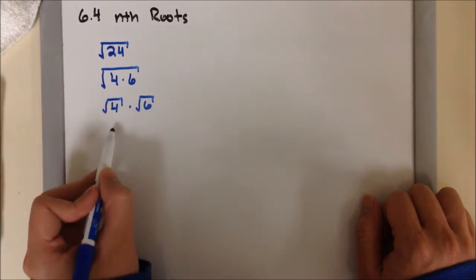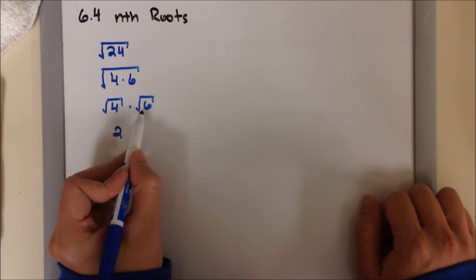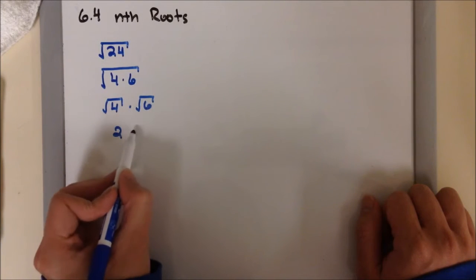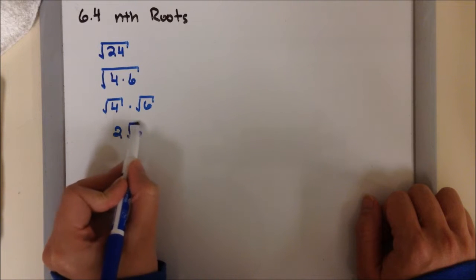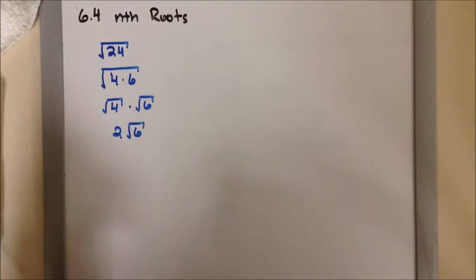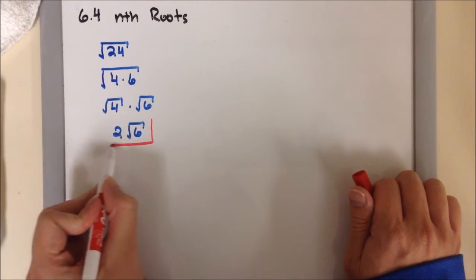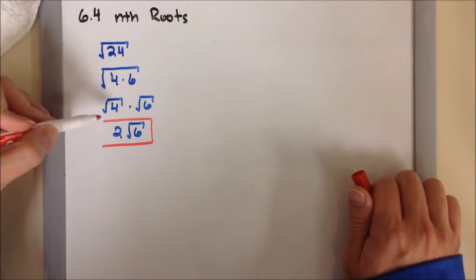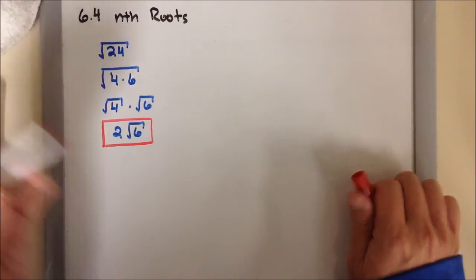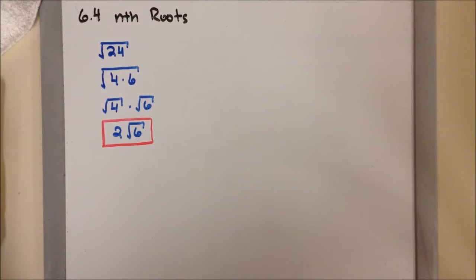You can do the square root of 4, which is just 2. Now the square root of 6, you can't, so it stays like that. It will be square root of 6. So my final answer will be 2 square root of 6. Alright. So that's what you basically have to do when simplifying pure numbers.